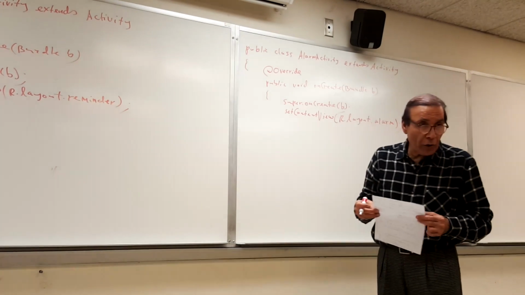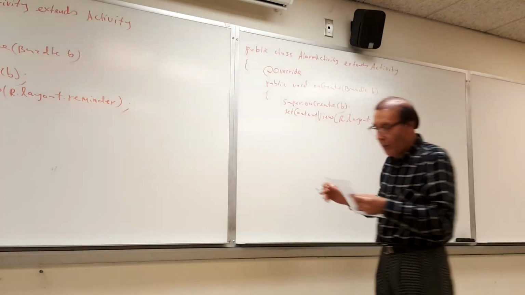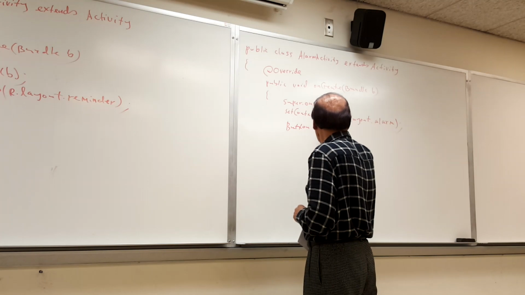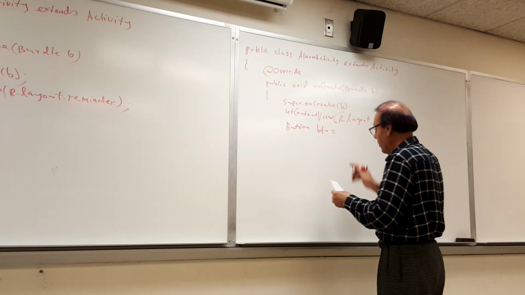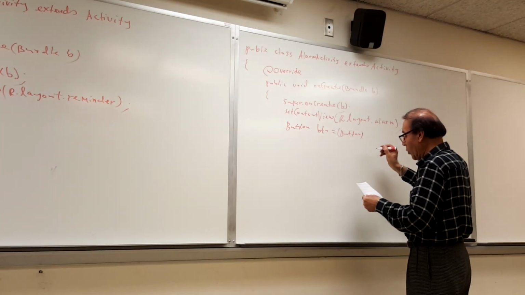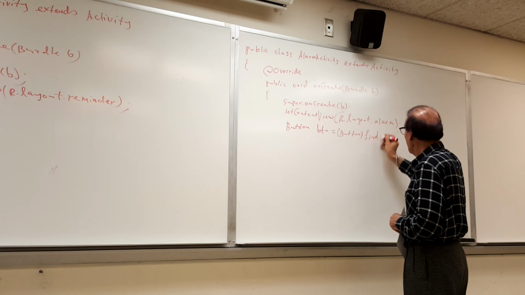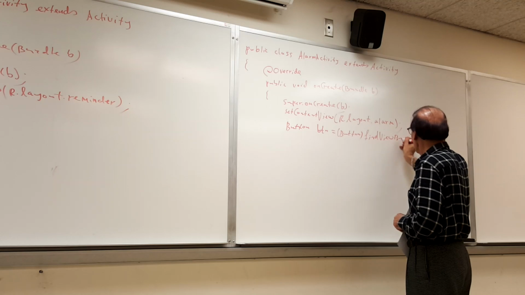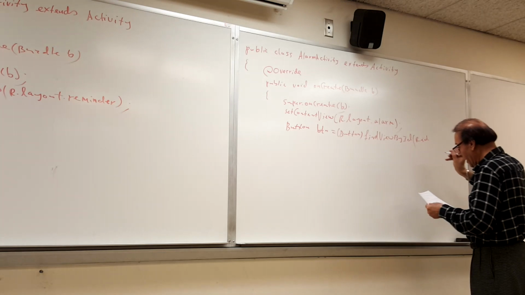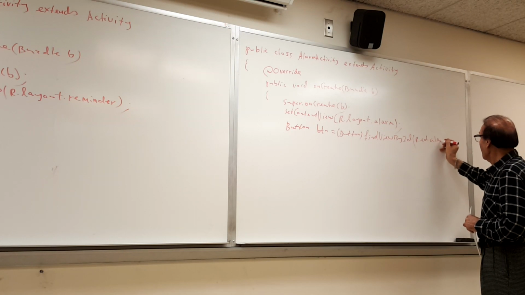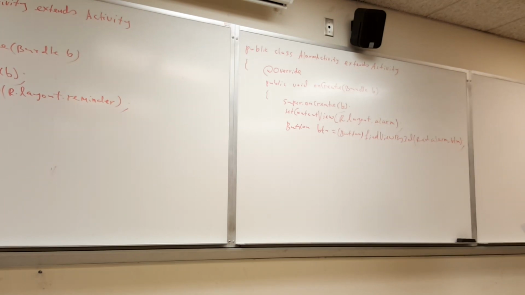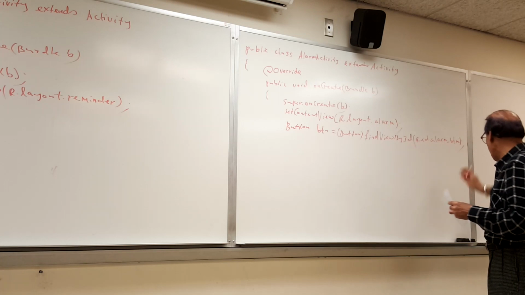Now let's create the object of a button. Button btn = (Button) findViewById(R.id.alarmButton). So in our XML file we have the alarm button ID.